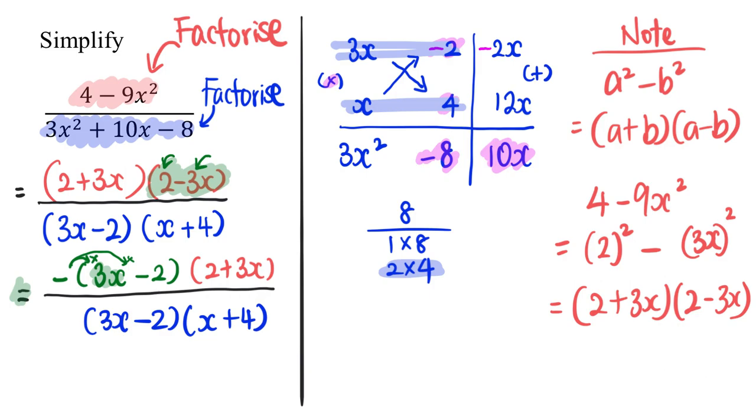And why would Mr. Tan do that? Because then Mr. Tan would be able to get the common brackets, the common factor which we could then divide off. And that will give me my final answer. Negative 2 plus 3x over x plus 4.